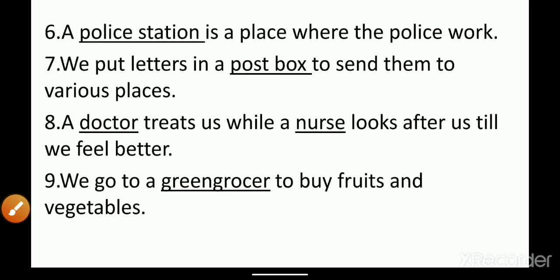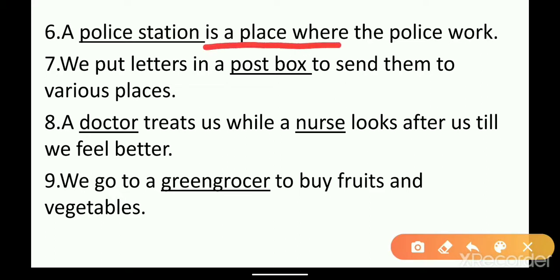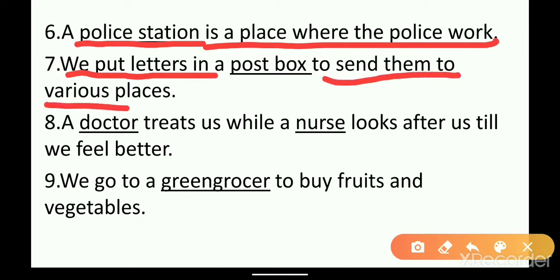Next, a dash is a place where the police works. So where you see police working? At hospitals? No. At fire stations? No. At post office? No. Then where we see police working? We see at police station. Next, we put letters in a dash to send them to various places. So where we put letters and send them to various places? Post box.